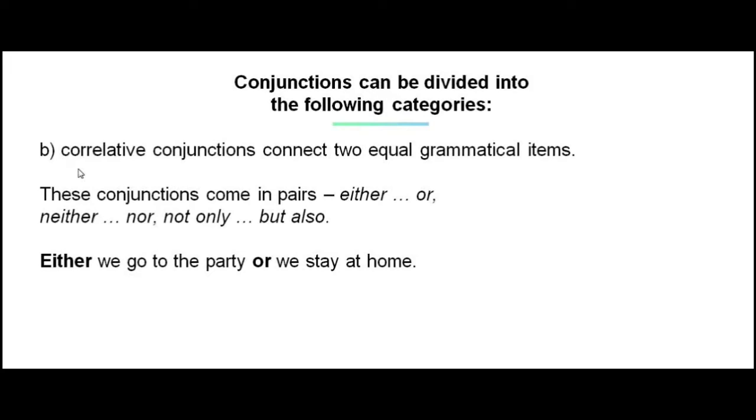B. Correlative conjunctions. Correlative conjunctions connect two equal grammatical items. Now, these conjunctions come in pairs: either or, neither nor, not only but also. Have a look at the example below. Either we go to the party or we stay at home. Note that we go to the party and we stay at home are two equal grammatical items.